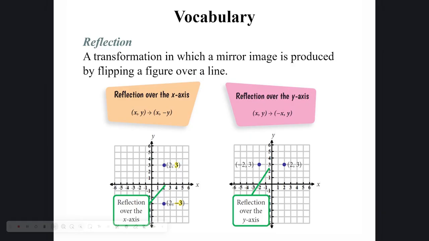When an image is reflected over the y-axis, the coordinates (x, y) now become the coordinates of the opposite of x and the original y-coordinate. For example, on the graph shown below, the point (2, 3) was reflected over the y-axis. The new image still has a y-coordinate of 3, but the x-coordinate is now the opposite of 2.